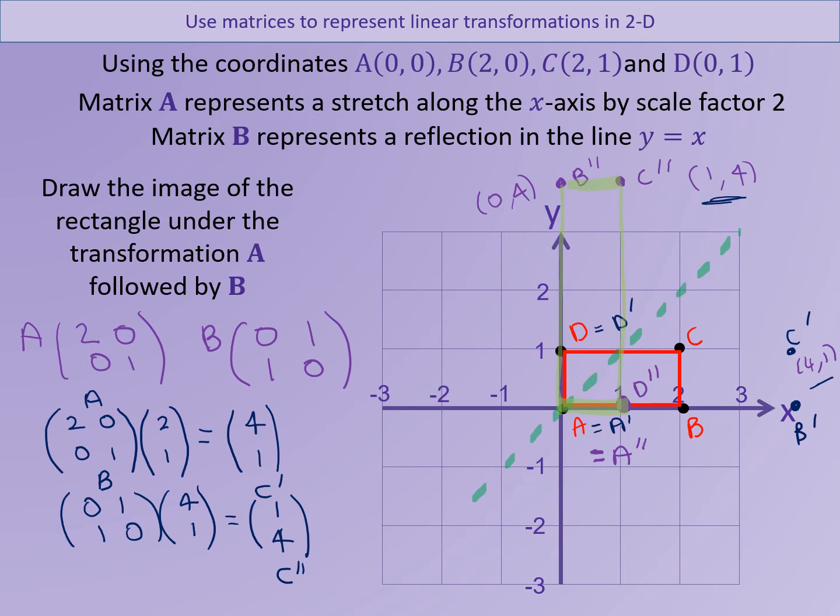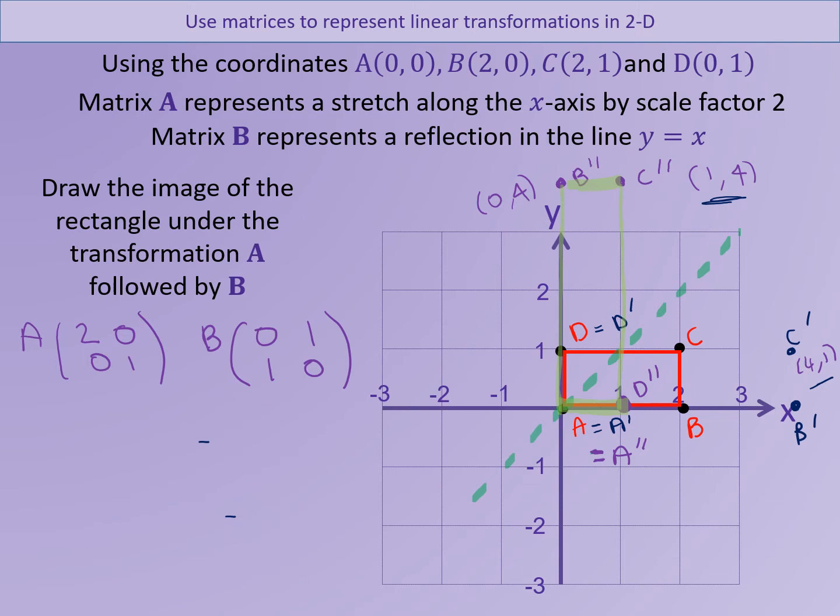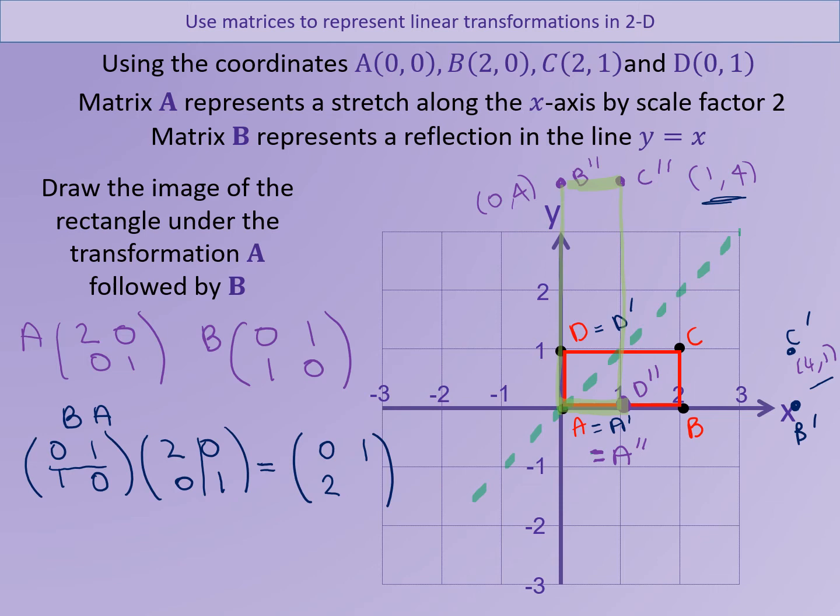Now we can write this, if I just get rid of my annotations at this point, as BA. So [0, 1; 1, 0] times [2, 0; 0, 1]. And if we multiply these two together, this should give us the single matrix that represents both of those transformations taking place, A followed by B. So multiplying, this gives us [0, 1; 2, 0].